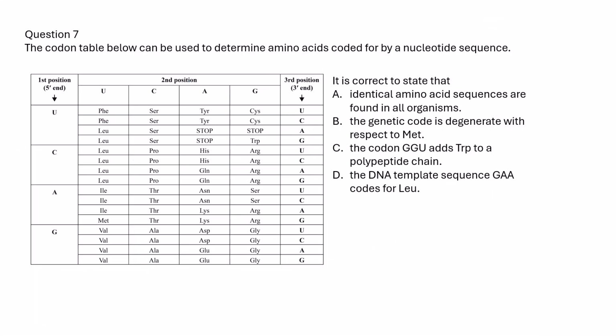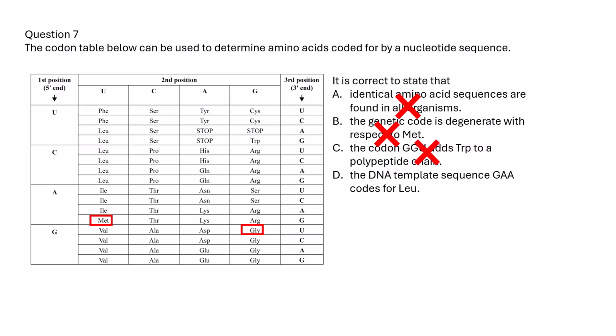Although the same codons code for the same amino acids in almost all living organisms, the same protein might have different amino acid sequences in different organisms. Degenerate means multiple codons can code for the same amino acid. MET has one genetic codon, so the genetic code is not degenerate concerning MET. The codon GGU is for GLY, not TRP, so it cannot add TRP to a polypeptide chain.